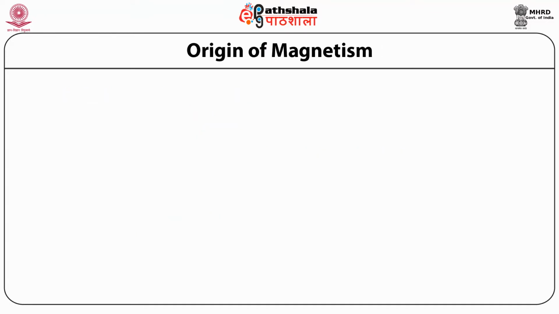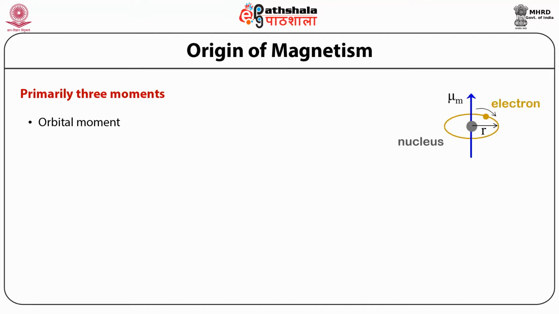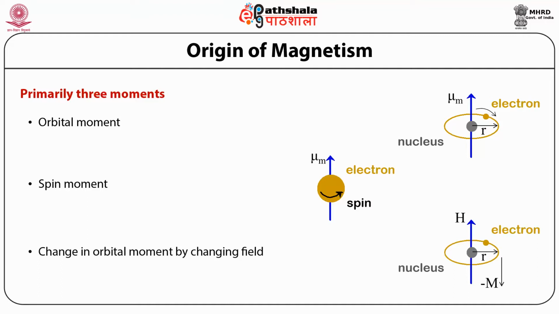The origin of magnetism. As we have discussed in the previous slide, there can be three origins for the moment. The first was orbital moment due to the revolution of the electron. Second was the spin moment, and the third was the change in orbital moment by the changing field. These three mechanisms you can see in the figures on the right hand side.